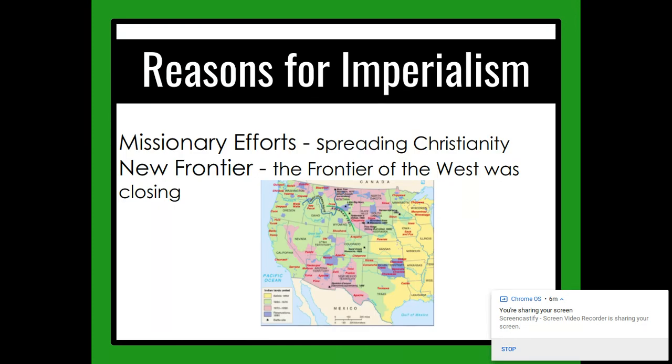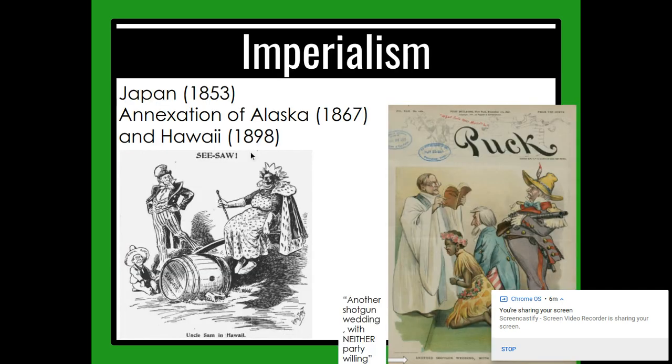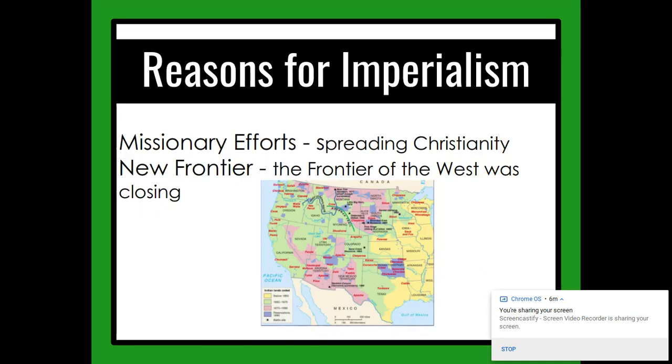The last two major reasons are the fact that we have a lot of Christians who are trying to spread Christianity to different places, and they want these places to be made safe in some way for them to be able to go and spread Christianity. We're mainly doing this in this time period in Africa and in Asia.